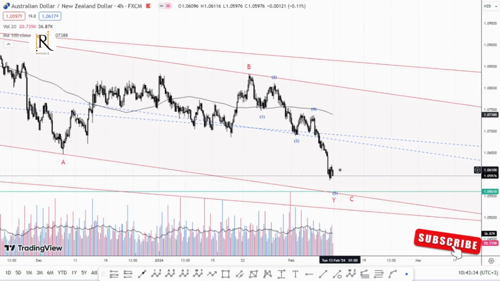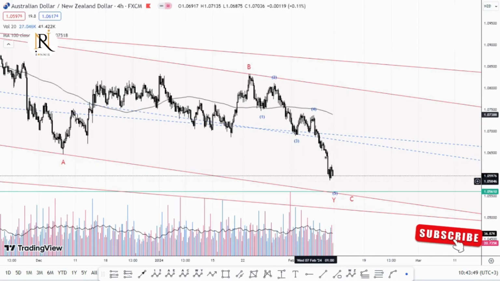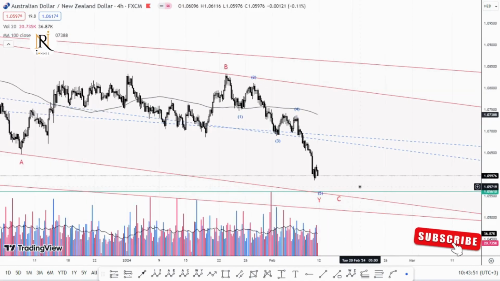So how you can catch a good reversal point on this market is very simple. You are going to be looking at the market structure. You are going to be looking at the market structure of this corrective, of this impulsive wave.